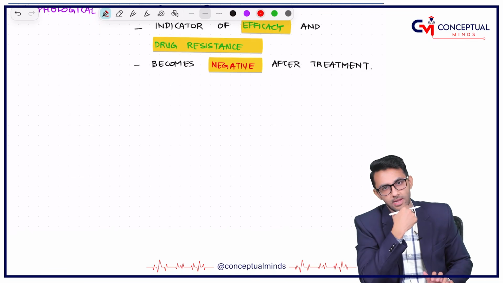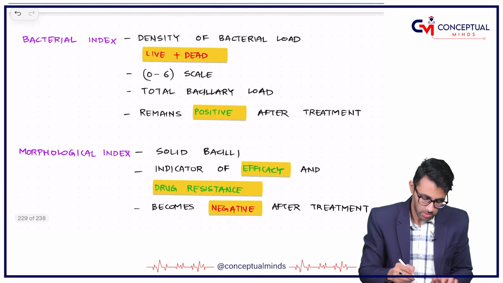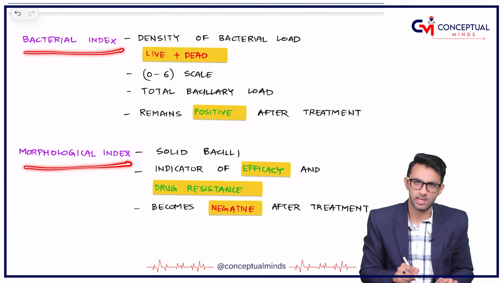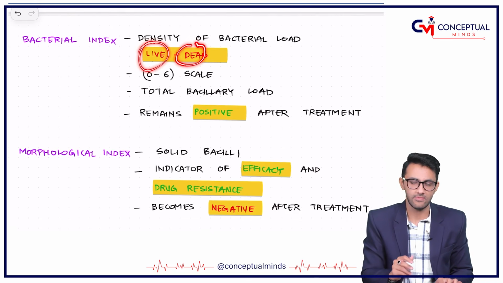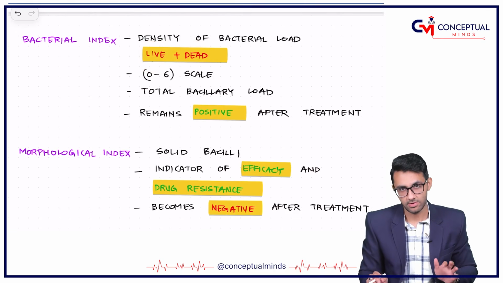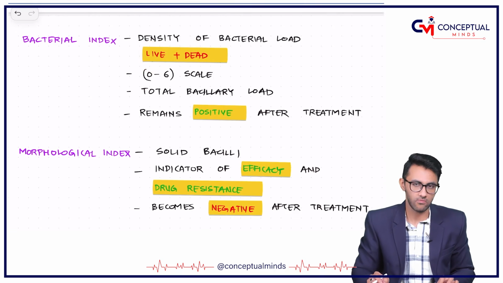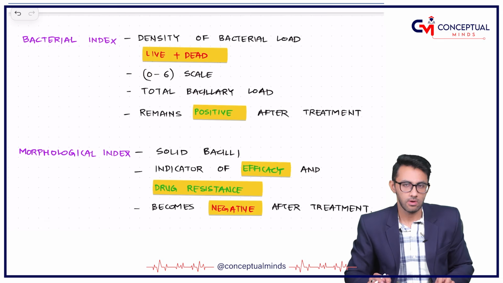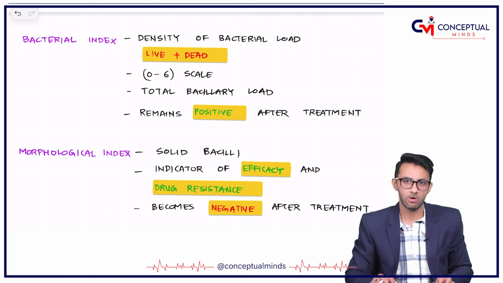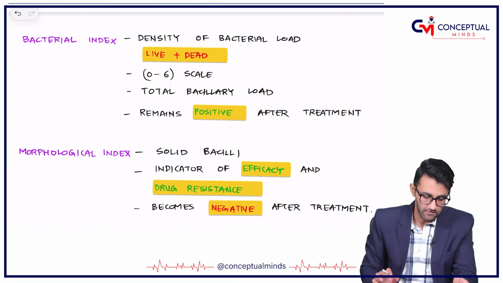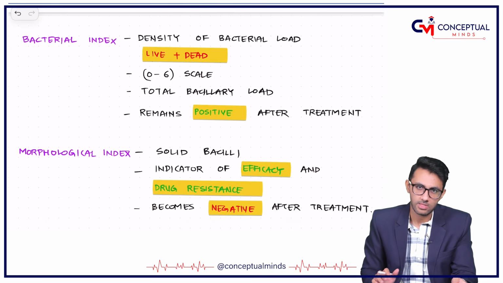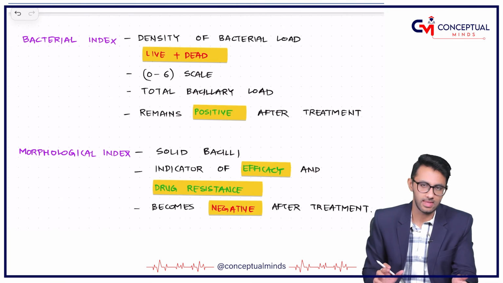It's pretty interesting, I would say. So two indexes we read about: bacterial index and morphological index. The bacterial index includes dead and alive. That is the reason it is positive throughout, even after the treatment. And how about the morphological index? Is it positive or negative after the treatment? It is negative. Why? Because it just includes the solid form, the live form, right? Done. That is all well said and done. Now we are done with the whole diagnosis part. We have done the investigation part. We saw what to do, what the WHO said.